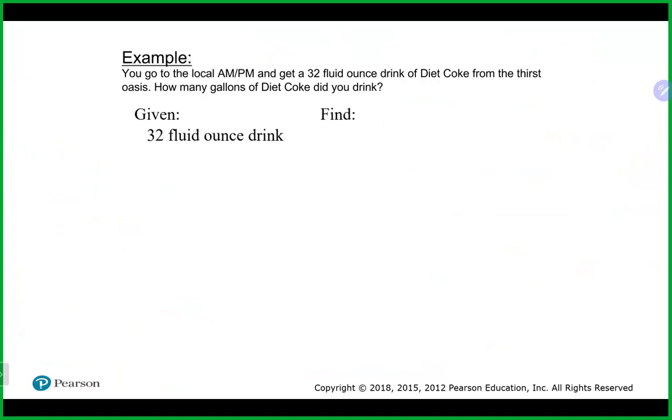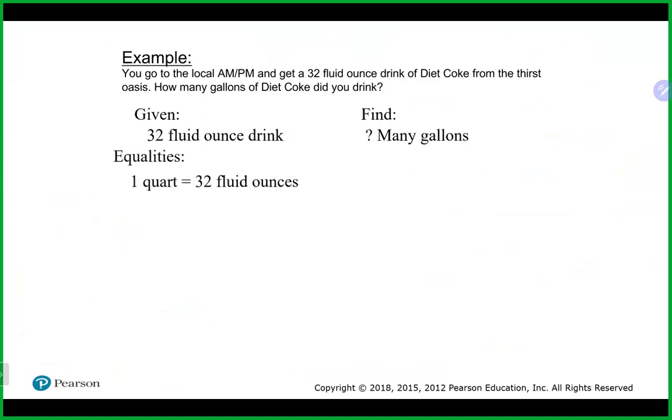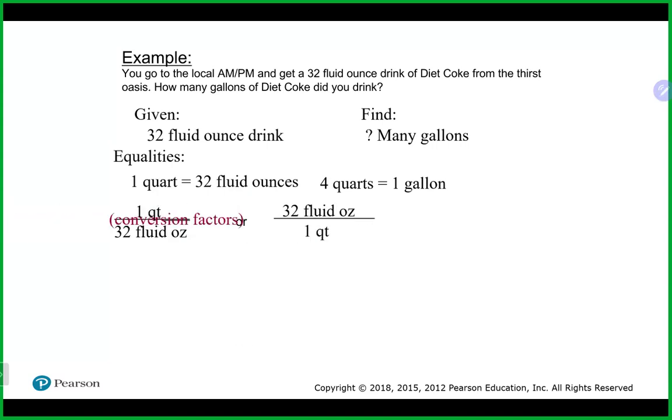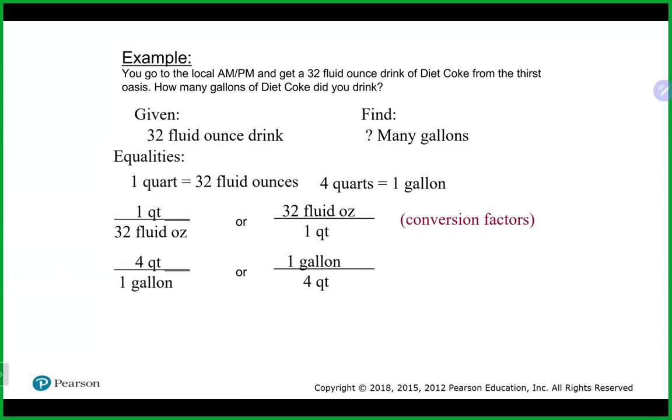You go to local AM PM, you get yourself a 32 fluid ounce drink of Diet Coke from the Thirst Oasis. Crushed ice, cubed ice. Everybody knows it's crushed ice, right? And you want to know how many gallons of Diet Coke you drank. There's some equalities and conversion factors that might be helpful for you. So set it up with dimensional analysis. Get yourself an answer, see what you come up with.